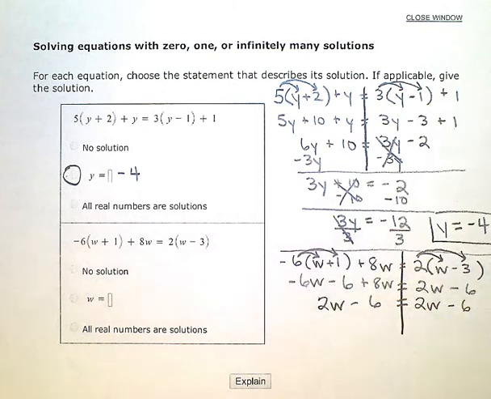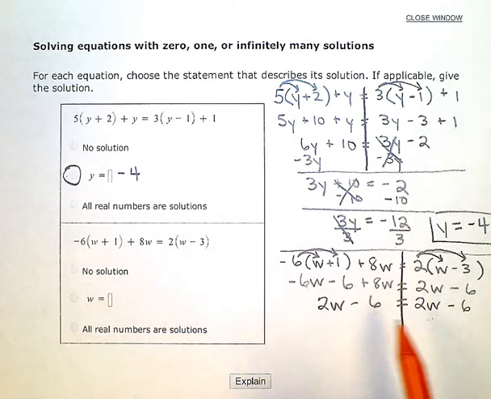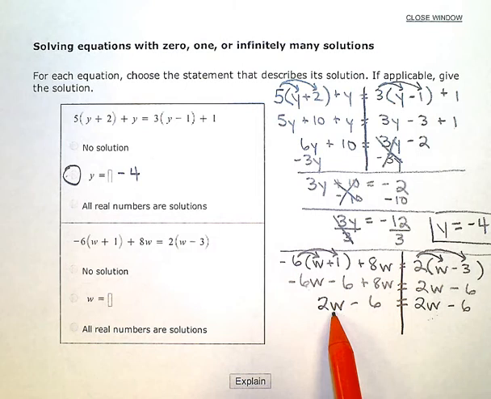Now, right here, I notice that I have exactly the same thing on both the right and left sides of my equation. I have 2w minus 6 on both sides. So right here, I can already tell that this is not going to solve to a single solution. But if I keep going, my next thing would be to try to eliminate one of my variable terms.